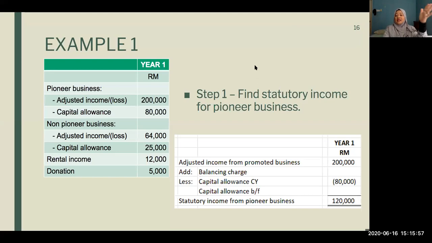So when you have adjusted loss, adjusted income is nil. So if your adjusted income is nil, whatever capital allowance that you have, you are not going to utilize. You're going to carry forward to the following year. So your SI is also nil. Then you also have your rental income and you have approved donation of 5,000. So for year 1, you look for the statutory income on your pioneer business.